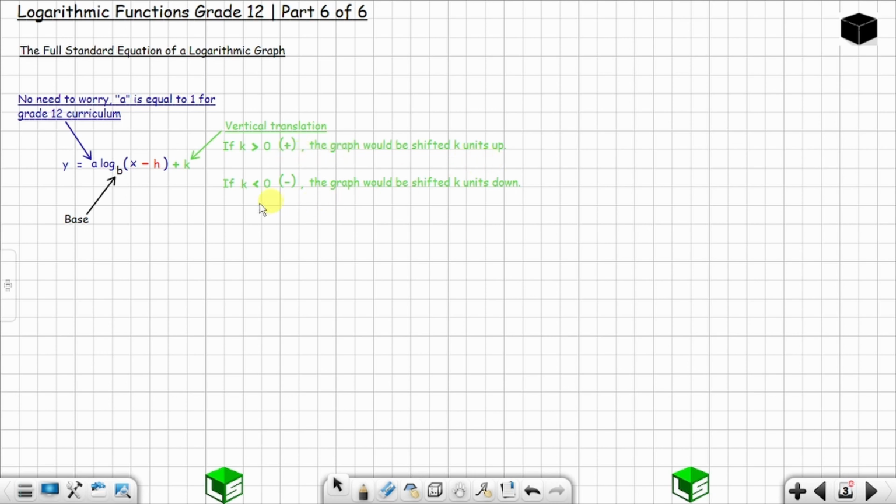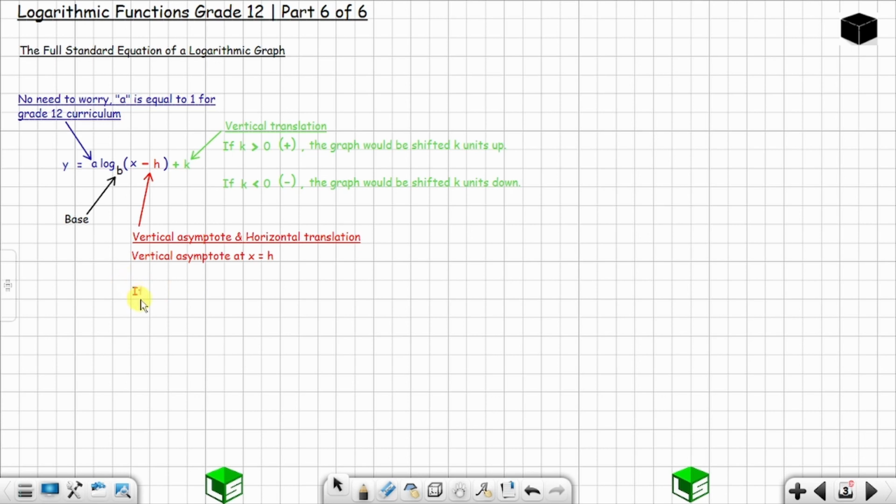And what about H? The letter H is giving you the information about the vertical asymptote and horizontal translation. To get the vertical asymptote, the vertical asymptote is at x is equal to h.